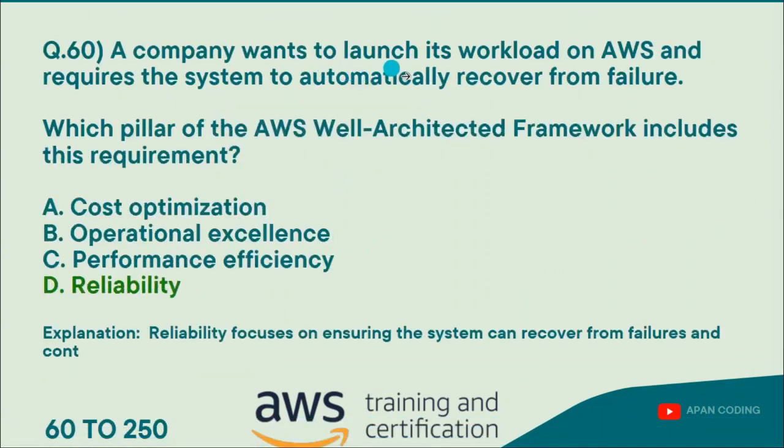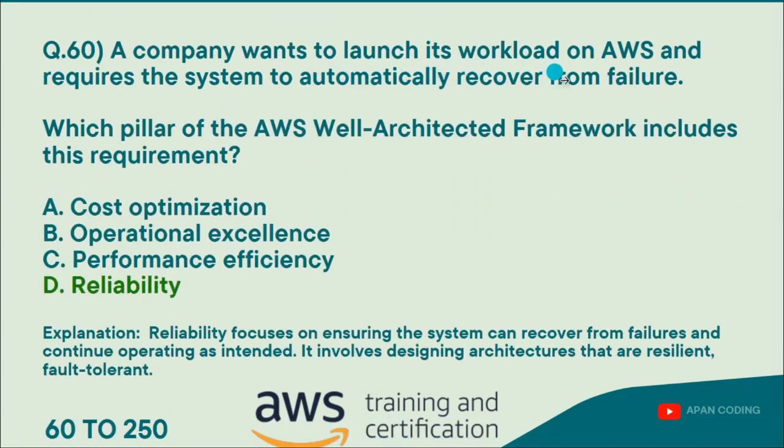A company wants to launch a workload on AWS and requires the system to automatically recover from failure. They want to recover from the failure. Which pillar of the AWS Well-Architected Framework includes this requirement? It will be reliability. That's why, friends, it is about automatically recovering from the failure.